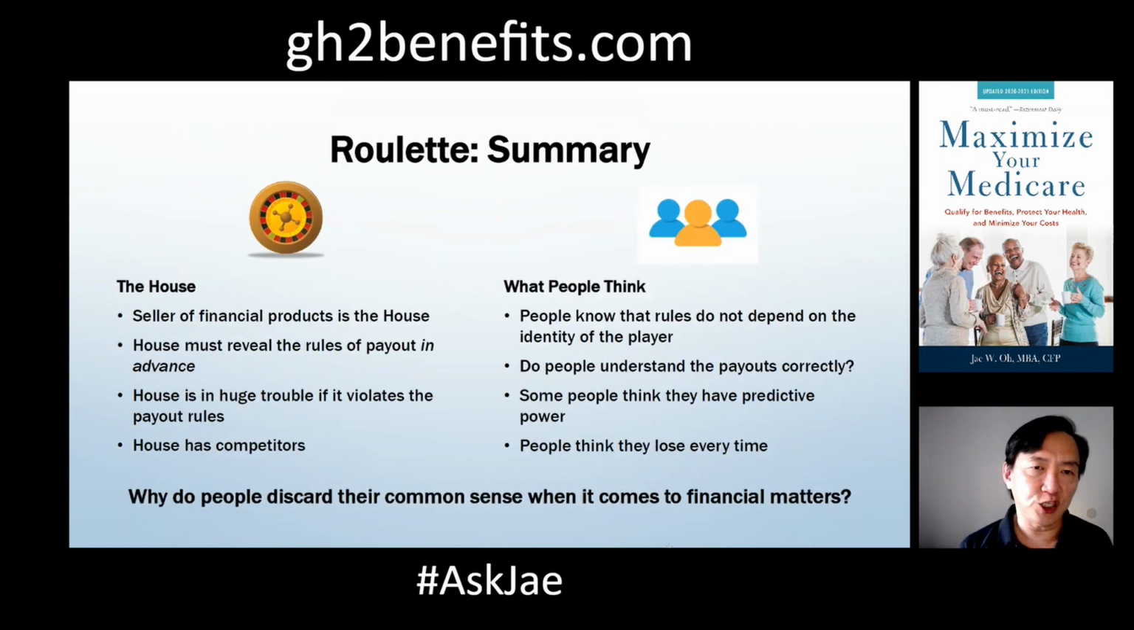So let's continue on what problems, what challenges this presents. What do we know about the house? The house can be seen as a seller of financial products of all sorts: auto insurance, dental insurance, extended warranty on your refrigerator, Medicare, annuity. The house must reveal the payouts in advance, and they stick to them. In fact, if they don't stick to them, you've got a regulatory problem.